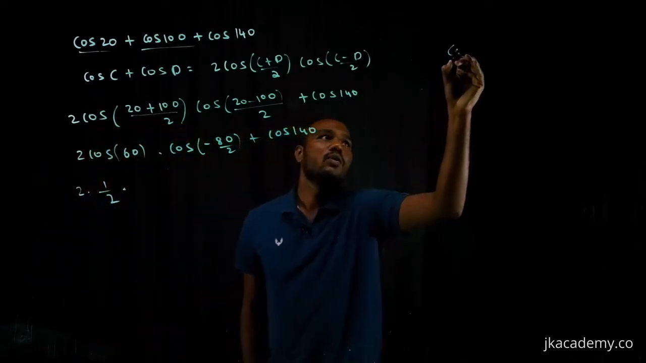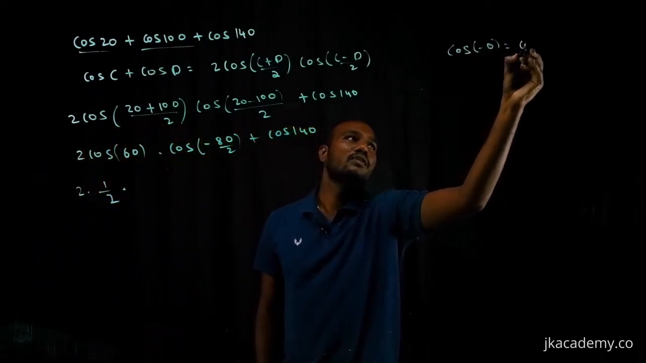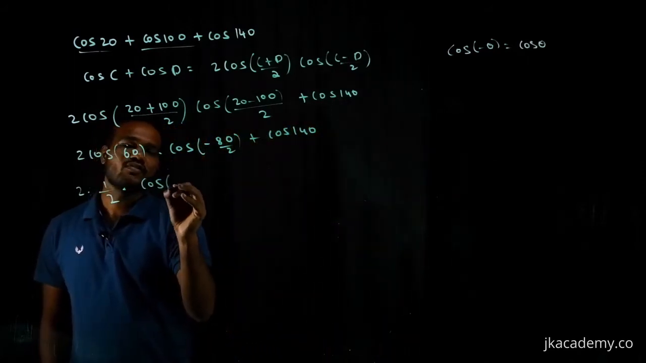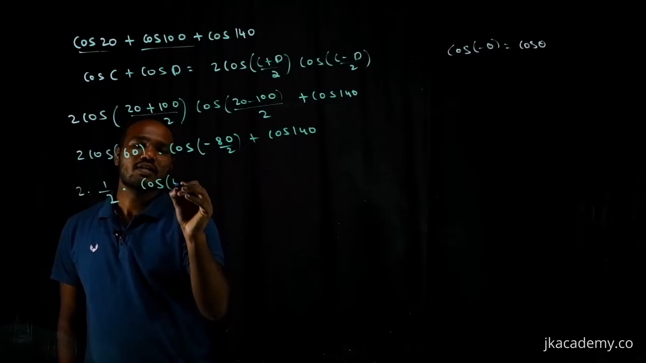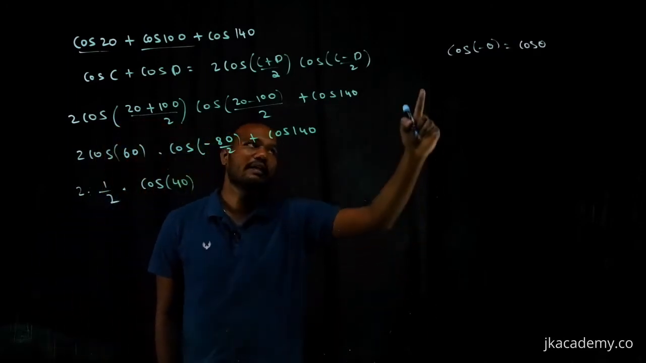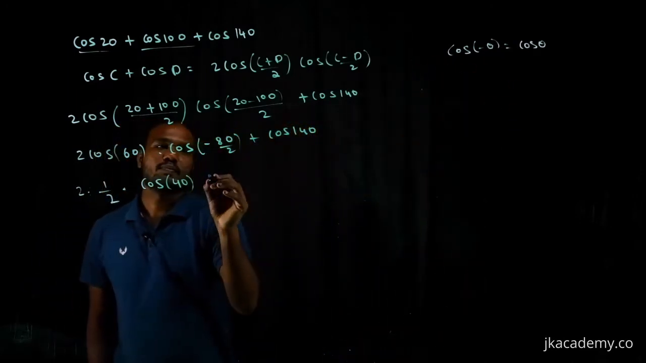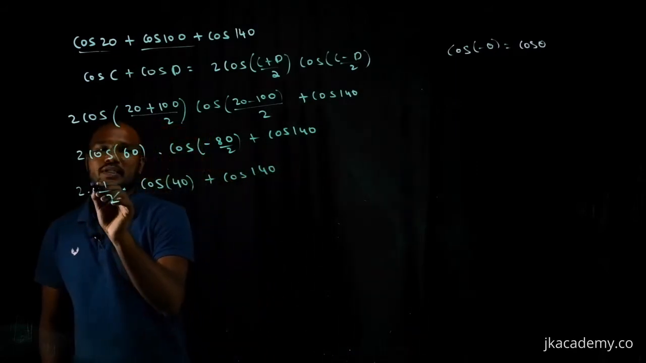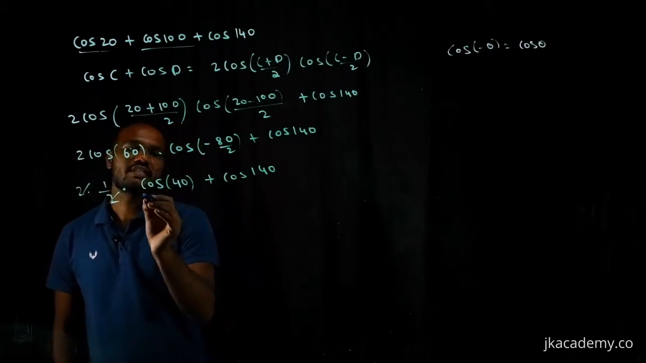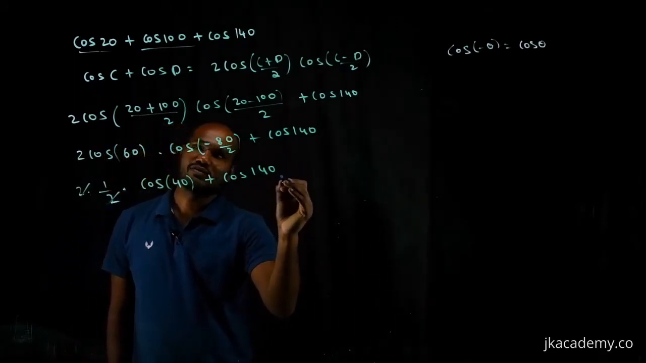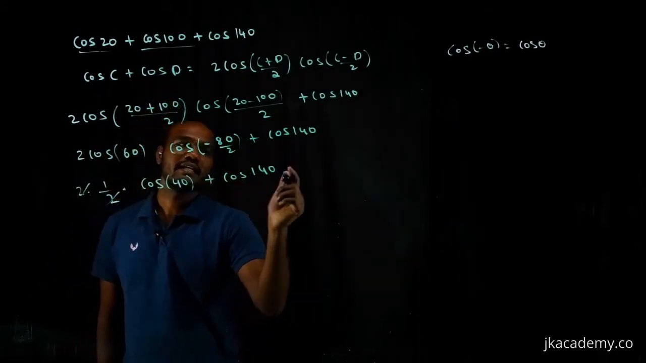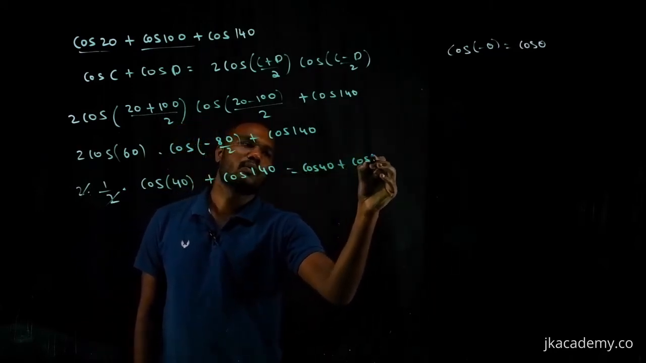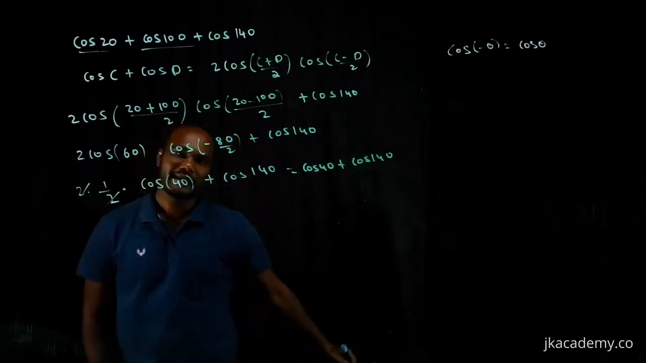We'll just write it down. Cos of minus theta was cos theta, isn't it? So cos of minus 40 is what? Cos 40, because cos of minus theta is cos theta. So plus cos of 140 degree. So this 2 and this 2 get cancelled. So now we are left with cos 40 plus cos 140. It is the same as this formula, right? I'll just rewrite this as cos 40 plus cos 140.